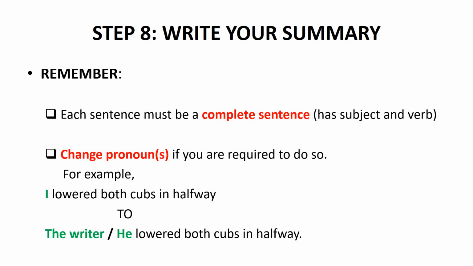However, in the summary, normally or sometimes, the questions will change and ask, what did the writer do? What did the writer do? So you need to change, instead of I, you need to change it to the writer or he, depending on which gender the writer is. If the writer is a man, then he. If the writer is not a man, then it's she. If it's not mentioned whether the writer is a man or a woman, then you can use whichever gender you prefer.